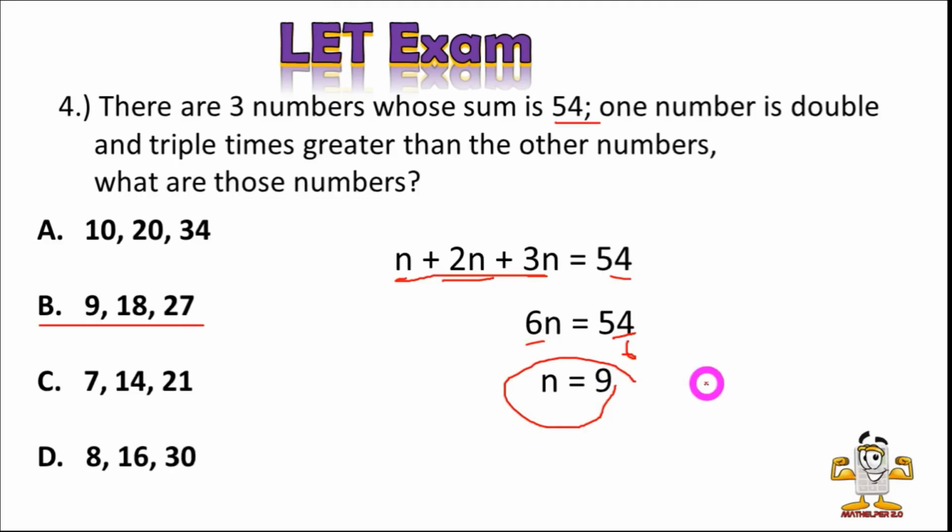Dahil, yung first number natin is 9. So, ang second number is 2 times 9, which is 18. Yung third number natin is 3 times 9, since the n is 9. So, 27.